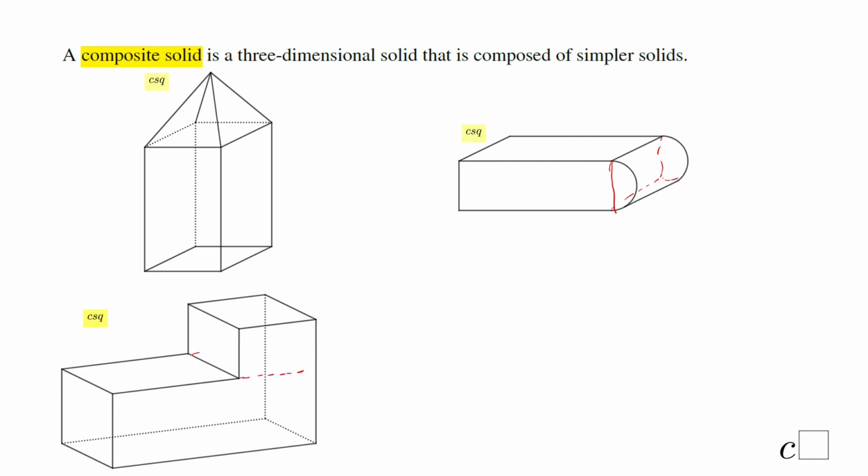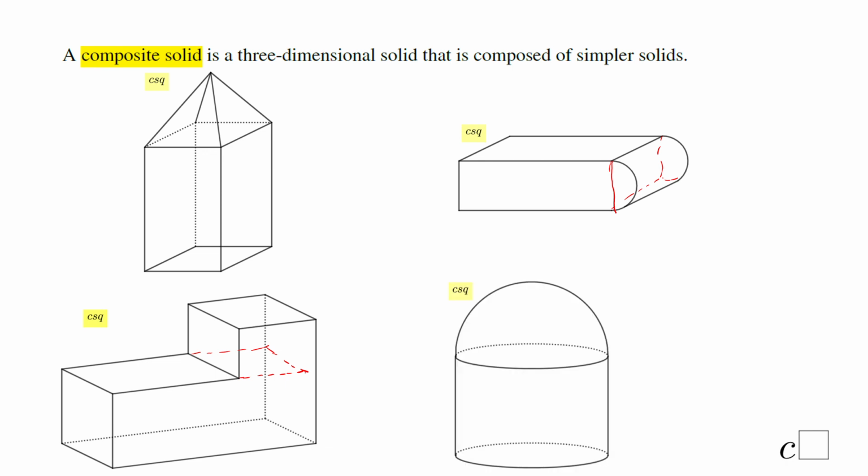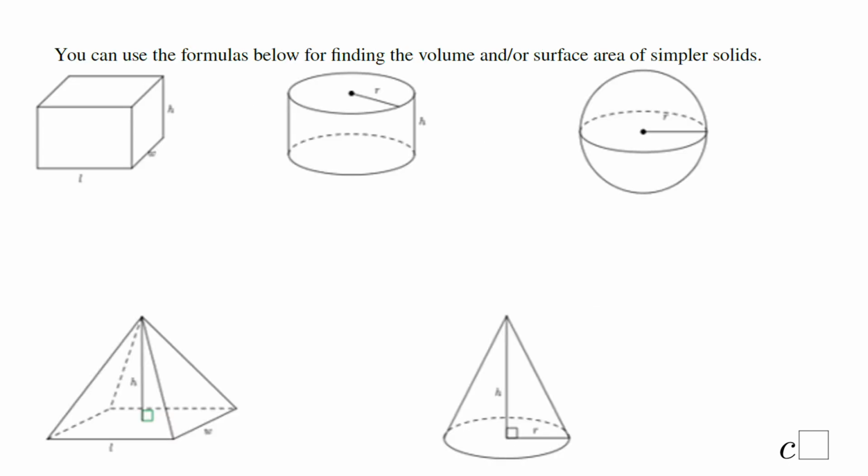We have this rectangular prism, the one on the bottom, and another one on top of this one. And what about this one? This is a cylinder and half of a sphere. So these are just some examples of what we call composite solids. For that reason, let's review a little bit this type of regular basic three-dimensional shape.